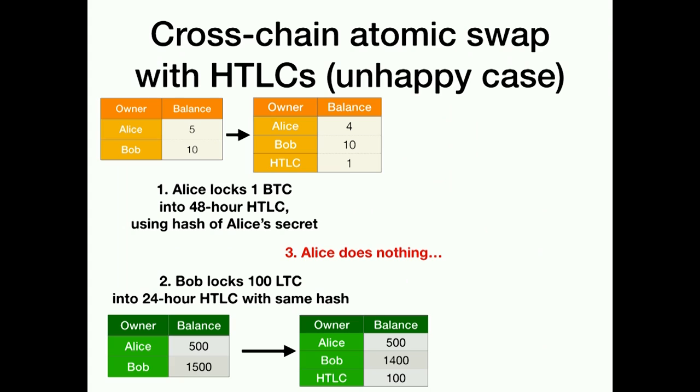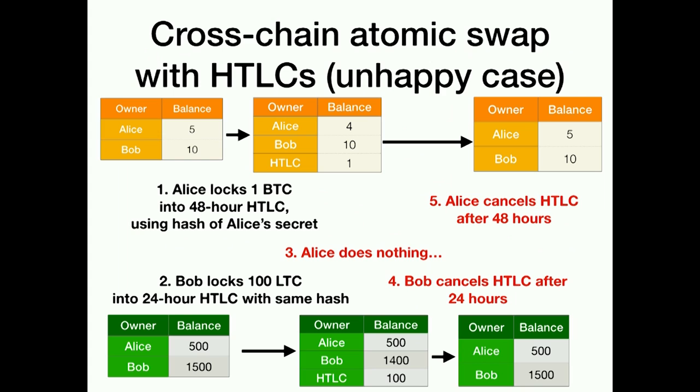So this is the happy case. This is what happens when Alice actually does reveal the secret, but what happens if Alice doesn't reveal the secret? Bob has to wait 24 hours and then can retrieve the money from the HTLC, and then Alice gets her money back after 48 hours. So these timeouts can be a little different.